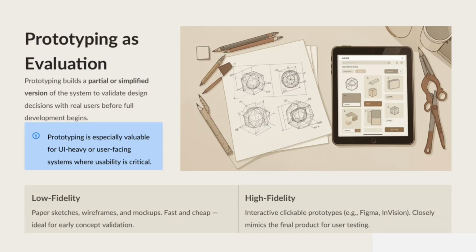And moving on to prototyping. Prototyping involves creating a working model of the system before final development. It helps in understanding requirements better and validating design decisions. There are two types of prototyping: low fidelity prototypes and high fidelity prototypes. Low fidelity means simple sketches or mockups, and high fidelity means interactive and closer to the final system. This technique is very useful when requirements are unclear.